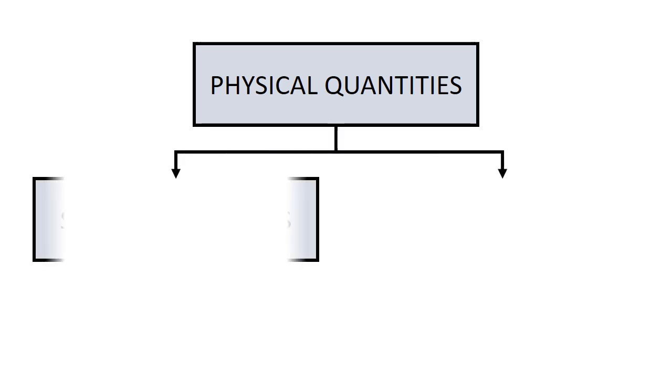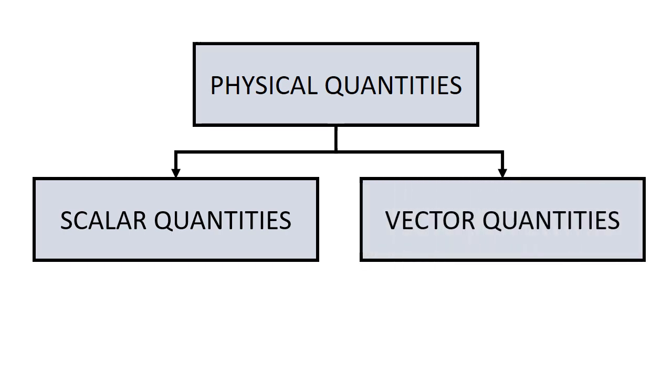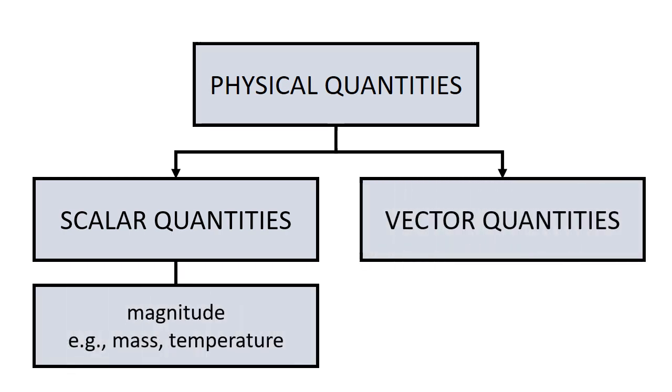There are two classifications of physical quantities that exist. First, we have the scalar quantities and also we have the vector quantities. Scalar quantities are quantities that can be described by their magnitude and of course, their appropriate units. Examples of scalar quantities are mass, temperature, time, and many more.